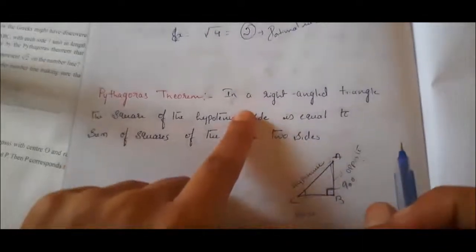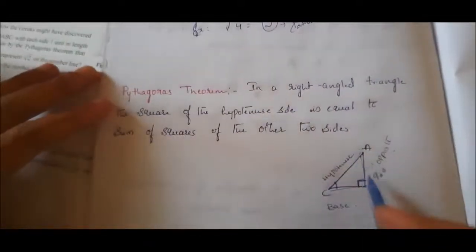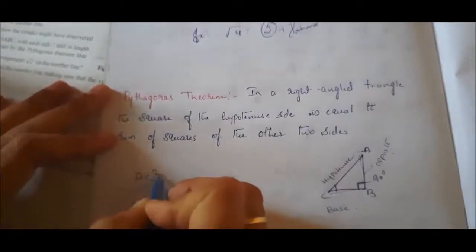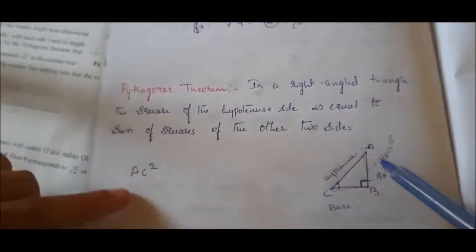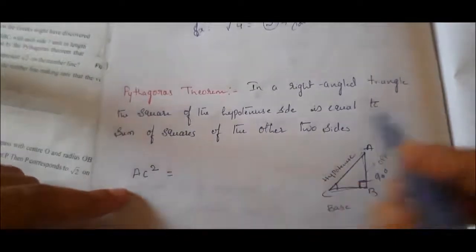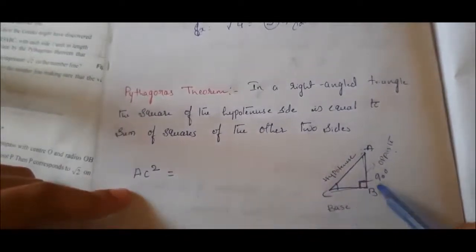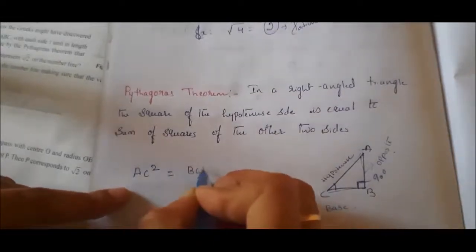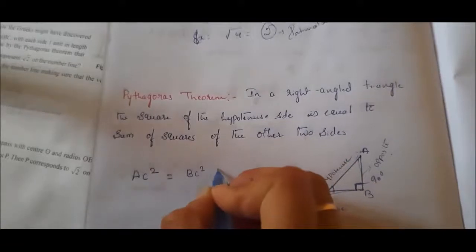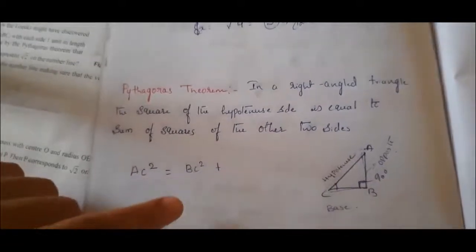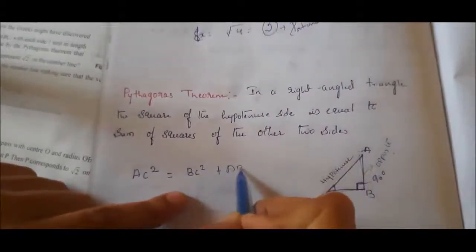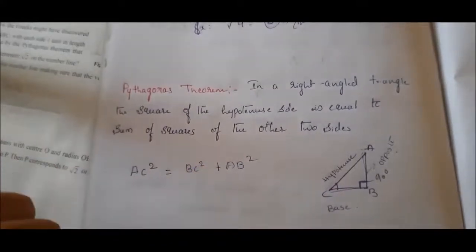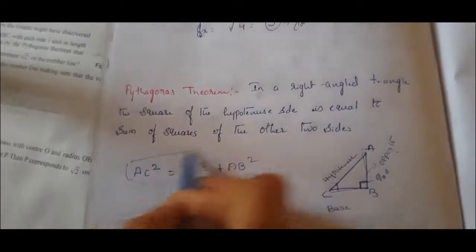What is stated? In a right angle triangle, the square of the hypotenuse, that is AC square, is equal to the sum of the squares of the other two sides, that is BC square plus AB square. AC square is equal to BC square plus AB square. This is about the Pythagoras theorem.